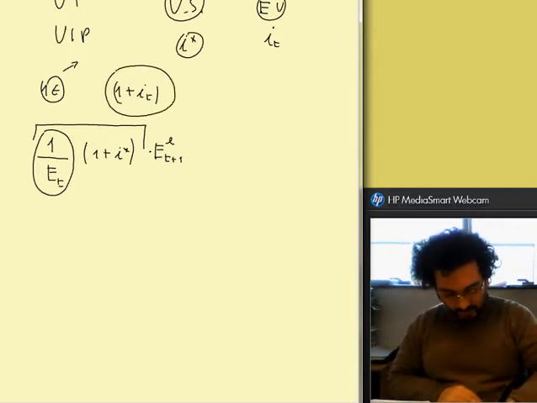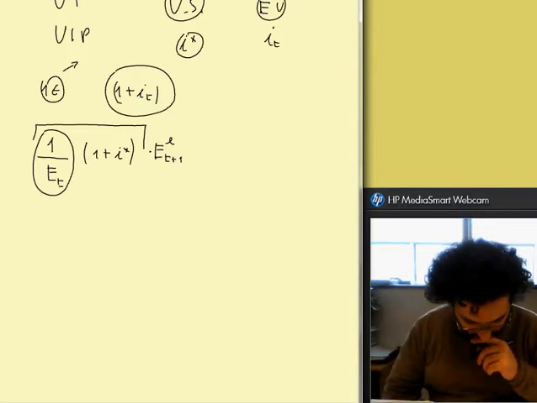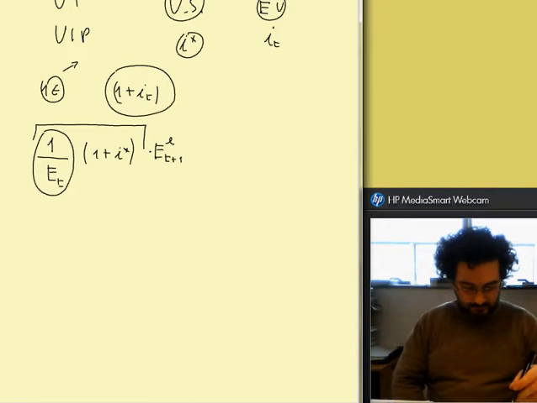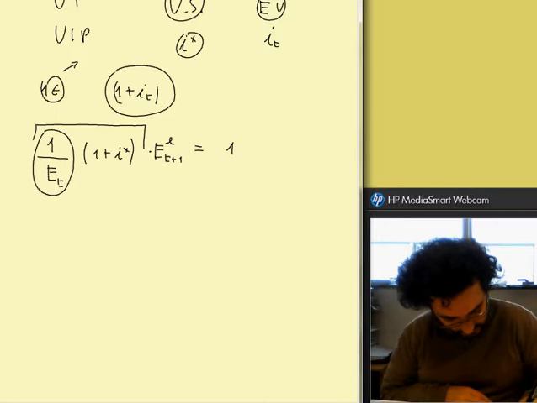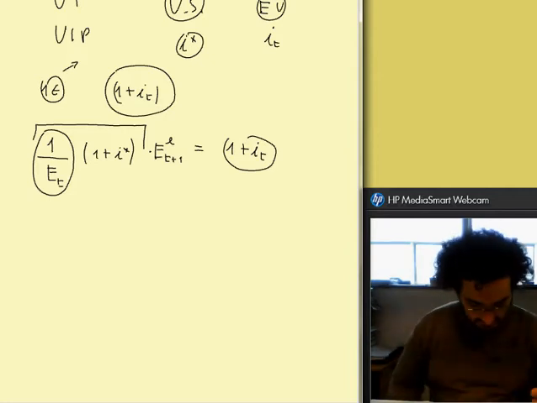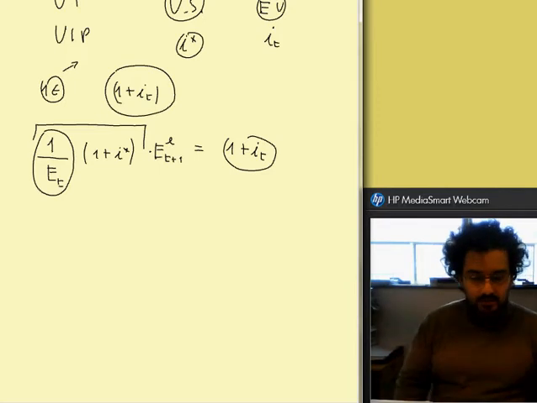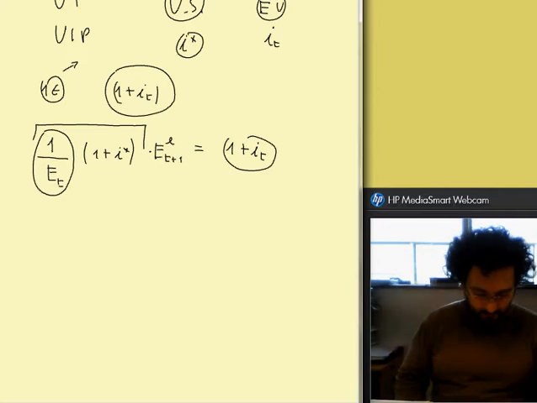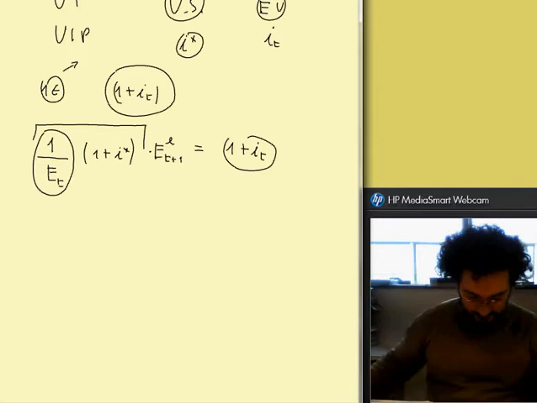These two flows must be equal in equilibrium. So we have that these results must be equal to 1 plus IT. Because if we can't observe this equality, no one will have in his portfolio both European and US bonds.